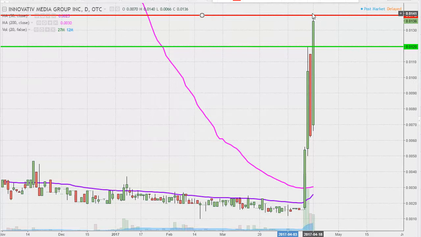So a lot of volume in this one today. Nice price action. We'll see if the bulls can continue to build upon it or not.